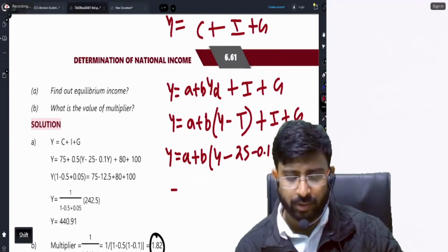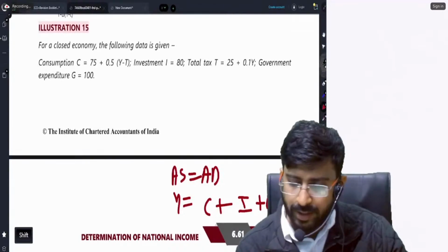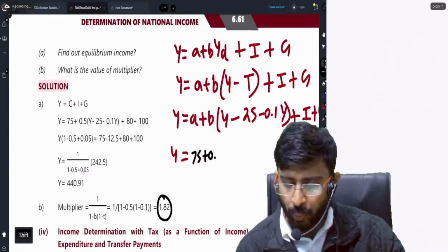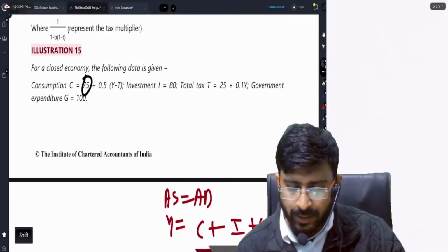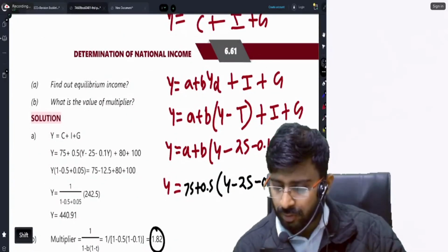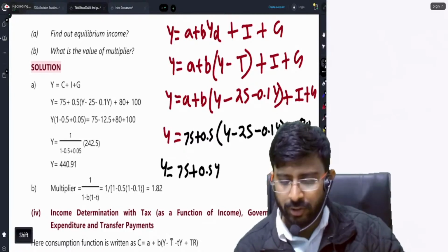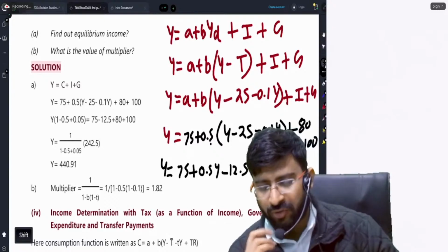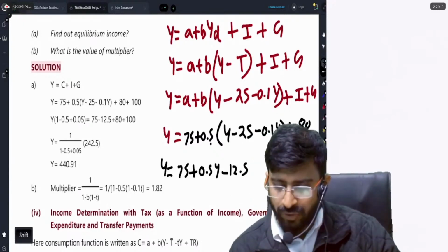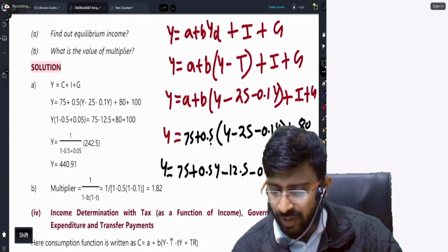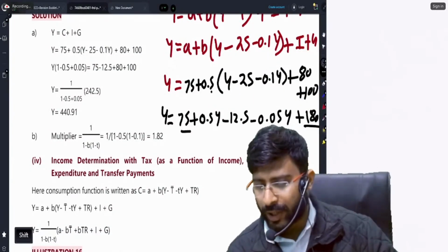So once you open the bracket, now you put the values. Y is how much? Achha, y to nikalna hai. A is 75, B is 0.5. Y minus 25 minus 0.1y, plus I plus G. Now everyone, I is 80 and G is 100. So y equals 75 plus 0.5y. 0.5 into 25 is minus 12.5. Again 0.5 into 0.1, what is that? 5 by 10 into 1 by 10, so 5 by 100, so 0.05y, minus 0.05y plus 180. So 75 plus 180 is 225.